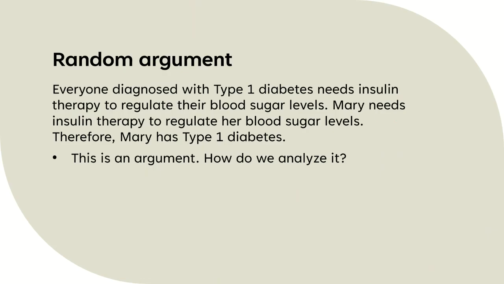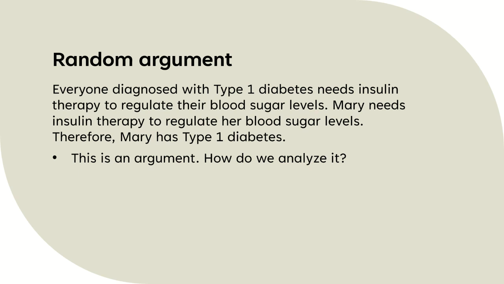All right, so here's the random argument. Let's read it. Everyone diagnosed with type 1 diabetes needs insulin therapy to regulate their blood sugar levels. Mary needs insulin therapy to regulate her blood sugar levels. Therefore, Mary has type 1 diabetes.